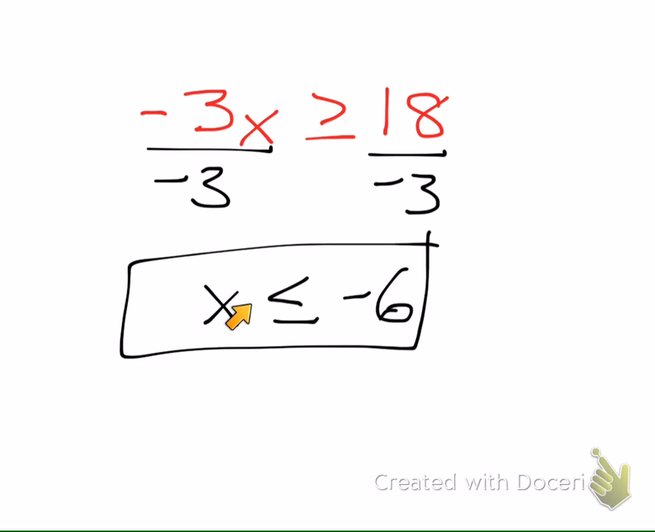Because if you were to plug in anything less than or equal to negative 6, like negative 10 here, that should make this true. Well, negative 30 times negative 10 is greater than or equal to 18. That's true. So anytime you multiply or divide by a negative number, you just flip the sign. That's usually the number one mistake people make when solving these: they forget to flip it. But that's only in that case. Any other time, it's just the same as if it was an equal sign.